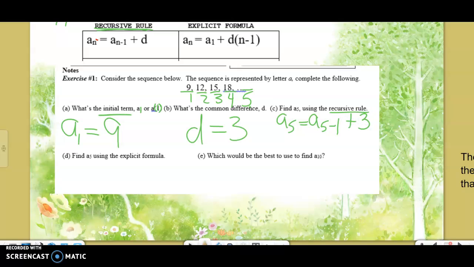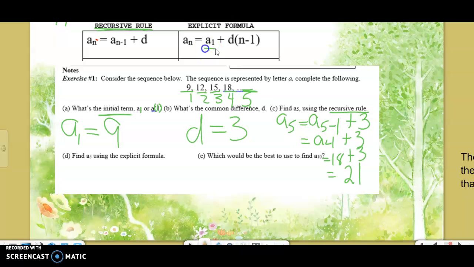So Jonah went back 1 place. He wanted to find this number. So we went backwards 1, so we subtracted 1 to get to the 4th spot. What is the number in that 4th spot? It is 18. And what do you do to 18 to find the next number? You would add 3. Okay?